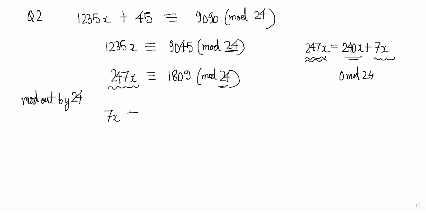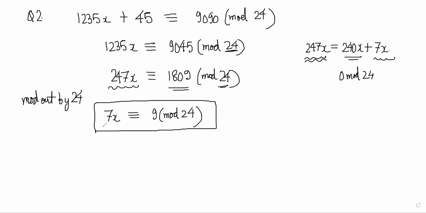So you'll end up getting 7x, and 1809 when you divide by 24, what is the remainder? You'll get 9. 1800 is divisible by 24, so you'll get 9 mod 24. Now our only job is to remove the 7 from this equation. I need the congruence for x, right? So I don't need 7x. So how do I do that? I think of 9 mod 24, and what are the other terms? 9 will be congruent to 9 plus 24, or 33 mod 24, but 33 is not divisible by 7, so that doesn't help us. So again, it will be congruent to 33 plus 24, 57 mod 24, which is again not divisible by 7.